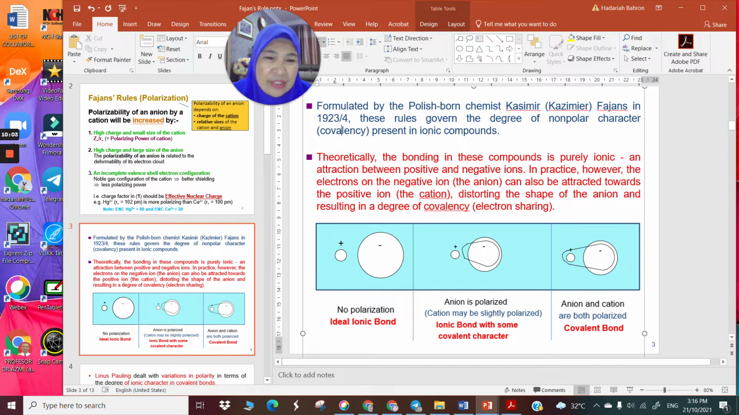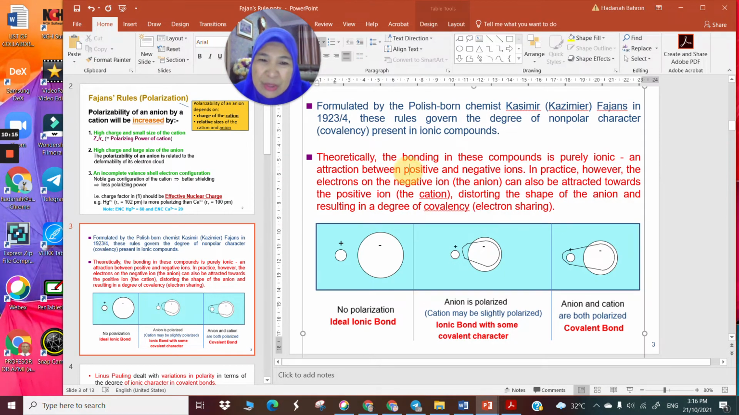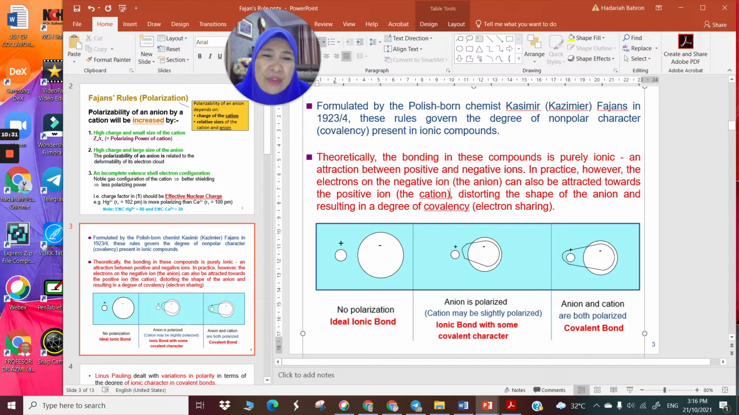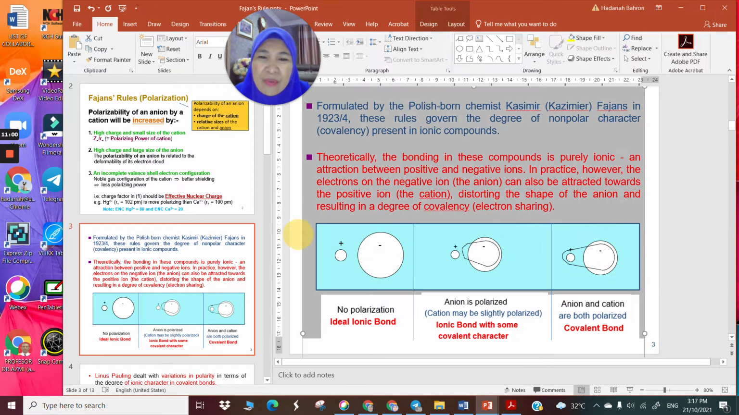Now, looking at these three pictures at the bottom, theoretically, the bonding of the compounds below is purely ionic. This is the pure ionic case. It is an attraction between the positive and negative ion, just like this. This is your cation, that is your anion, and usually anions are much bigger than cations, as we covered in lecture number 1. However, in practice, electrons of the negative ion or anion can also be attracted towards the positive ion or cation and become distorted in shape, resulting in some degree of covalent character or some degree of electron sharing. This case on the left-hand side is the ideal case of an ionic compound.